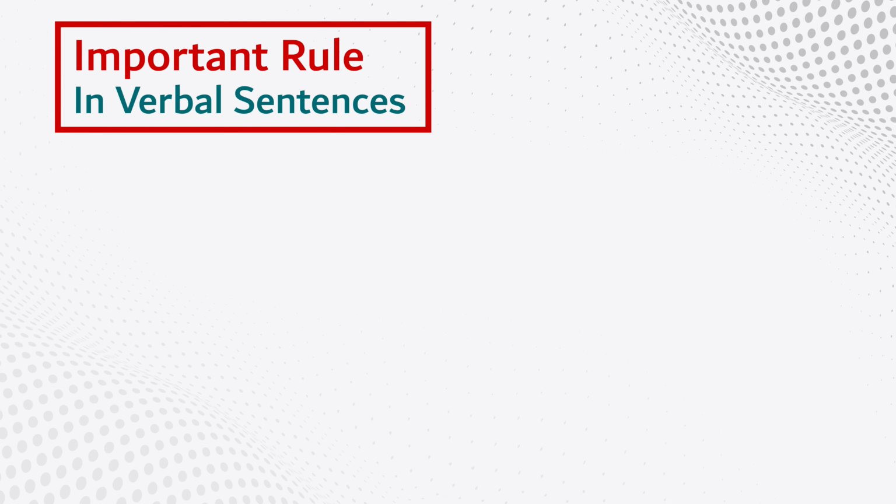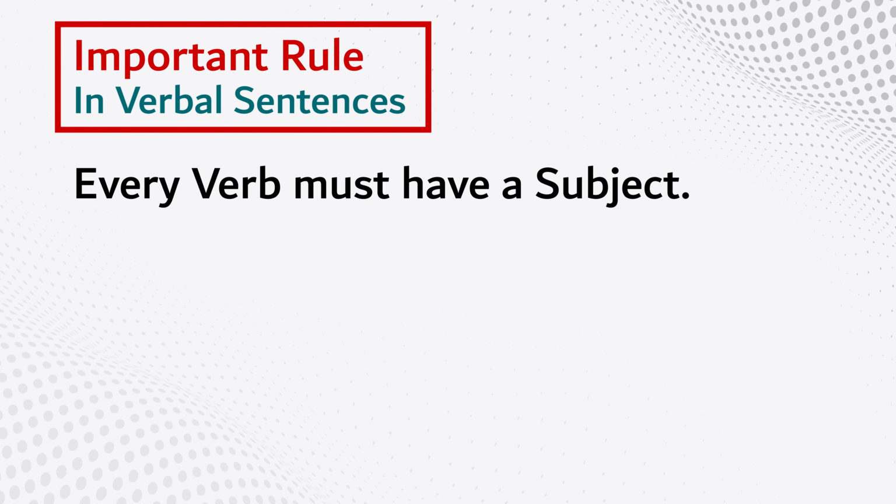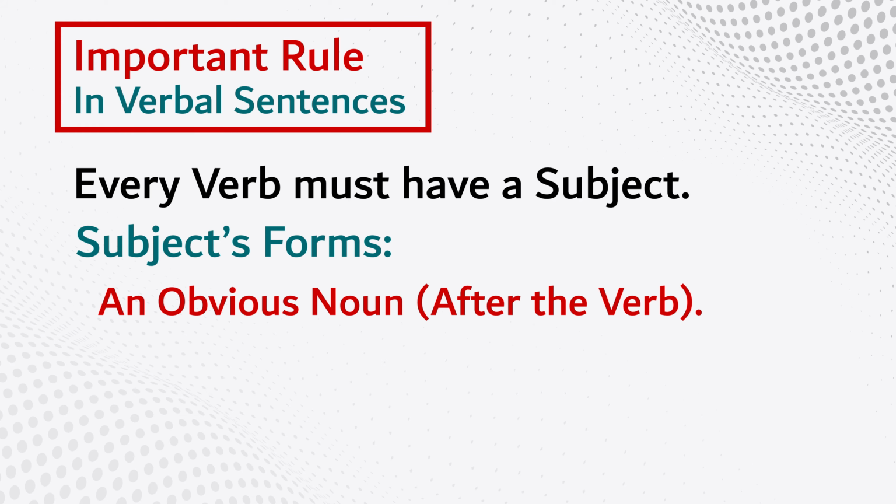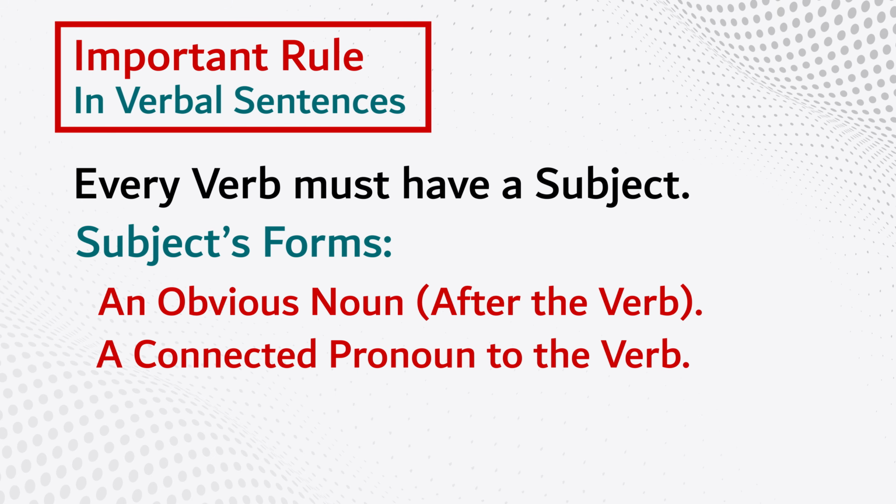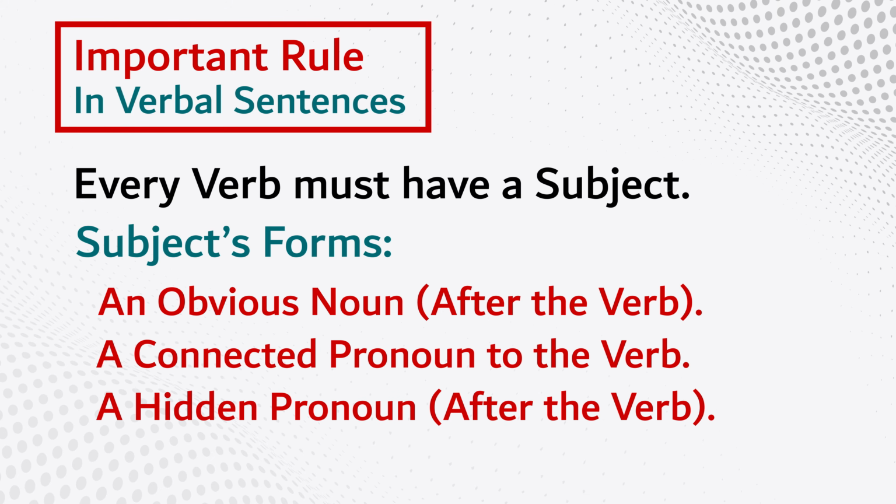Here is a very important concept in verbal sentences. Every verb must have a subject. These two components are necessary for every verbal sentence. And the subject might show up in three shapes. Whether you see it obvious after the verb as a single word, or it will show up as a connected pronoun to the verb itself, or it might even be a hidden pronoun which we cannot see in the sentence, but we can easily know it is there from the context.